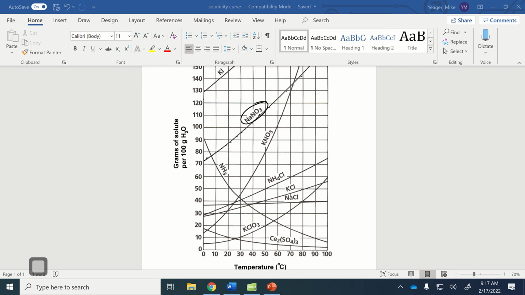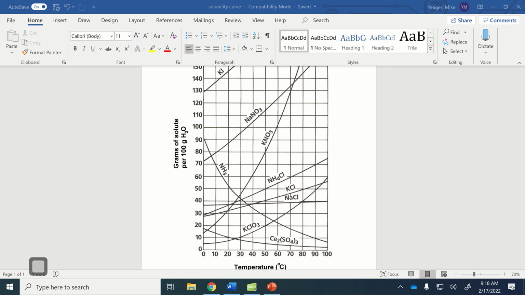Some chemicals increase more than other ones. You know, KNO3 starts very low, but look how steep it goes upwards. If it's a steeper curve, its solubility changes more. NaCl here is a fairly flat line. It maybe changes about 2 to 3 grams max over 100 degrees. So regular salt does not change its solubility too much. Table salt, I should say. Okay, so that's something to notice.